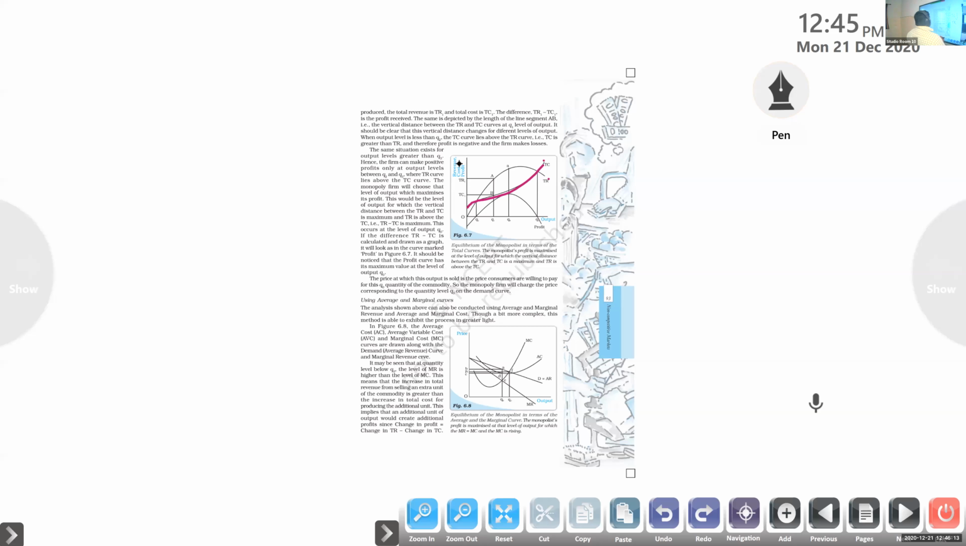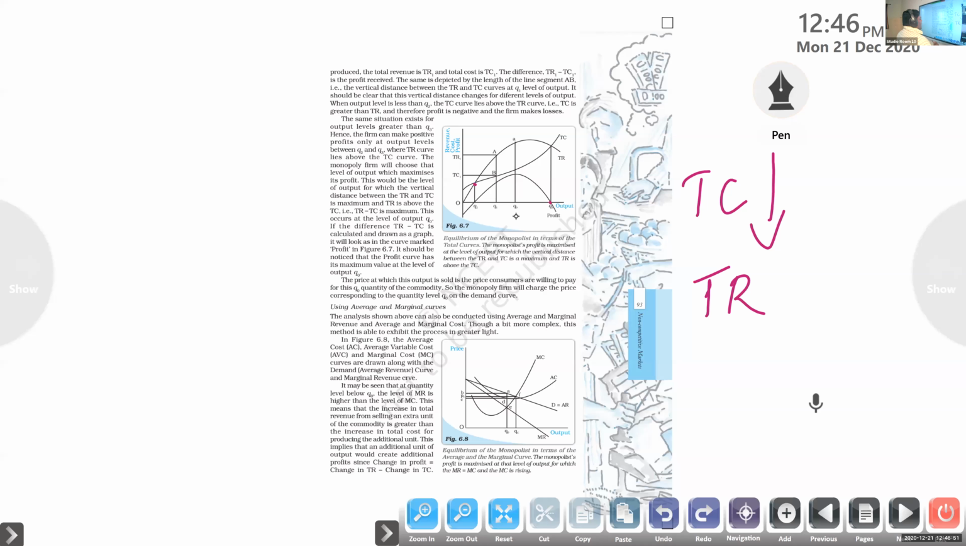In this graph you are able to see that from Q2 onwards, the total cost curve starts lying under the total revenue curve up to the quantity Q3. Observe that clearly. Between Q2 and Q3, the quantities are profitable for the firm.